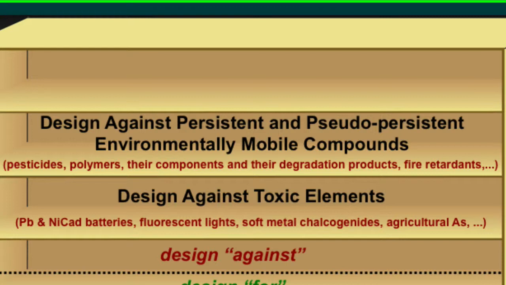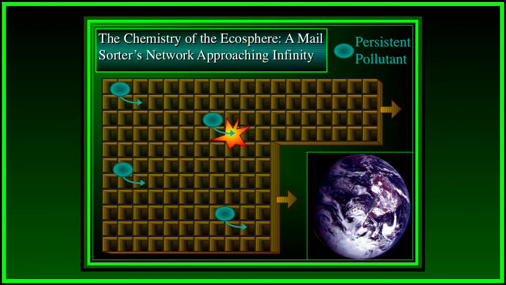Well, how can we put this in context? One way is to use the following metaphor. Imagine all of Earth's chemistry as a mail sorter's wall of letter slots in a post office, with the network of compartments extending toward infinity. Each compartment represents a separate chemistry, so that, for example, thousands of compartments are associated with stratospheric chemistry or with a human cell.